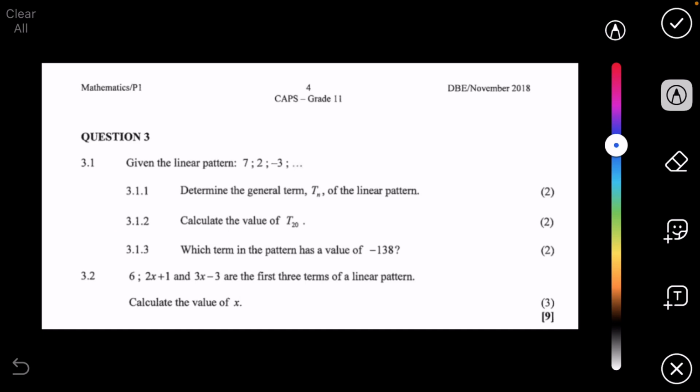The main aim is just to guide you in terms of how to approach this type of question. Okay, question 3.1.2 says: calculate the value of T20.